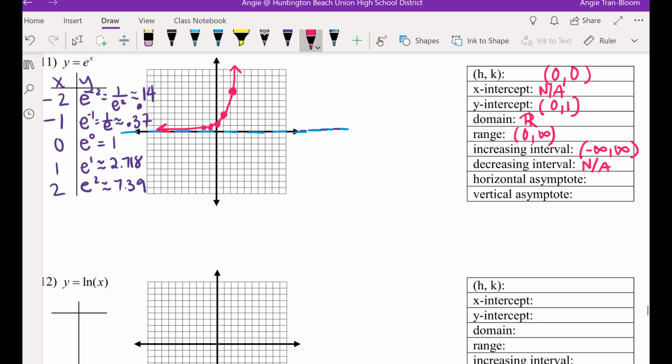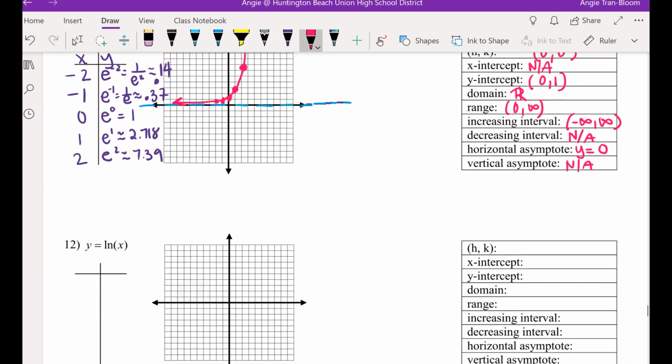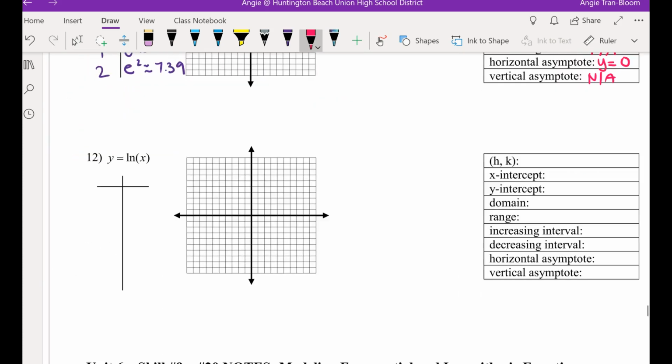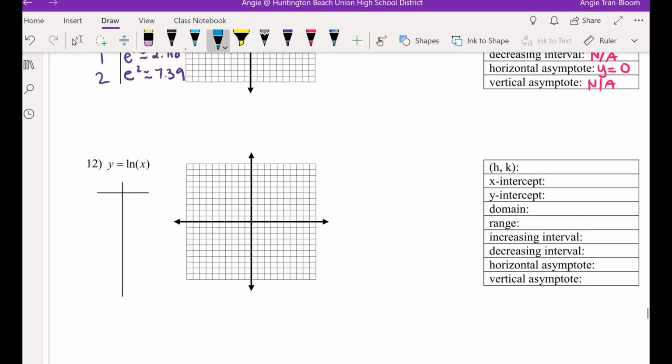Do we have a horizontal or vertical asymptote? Horizontal, so that means that vertical is none. Horizontal asymptote is where? At x or y? y equals 0. All right, one more. Again, we have already graphed log a bunch of times, except this time we're just graphing log base what? Base natural log, which is log base e, okay?